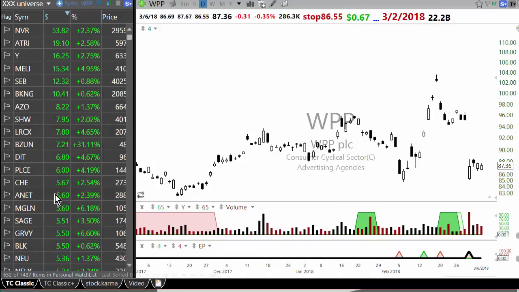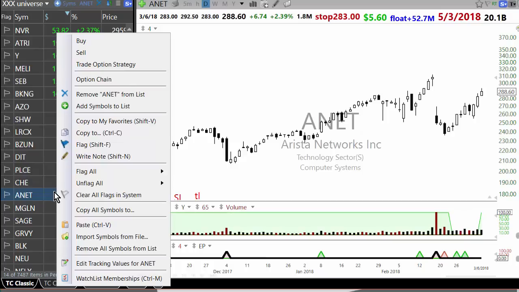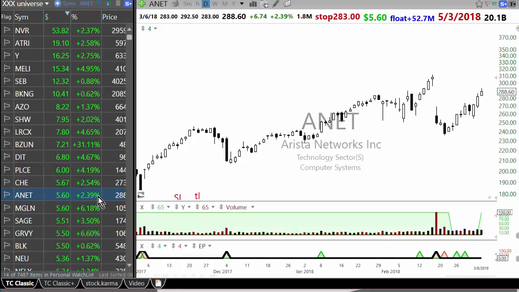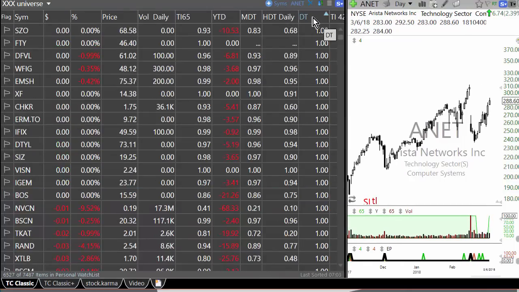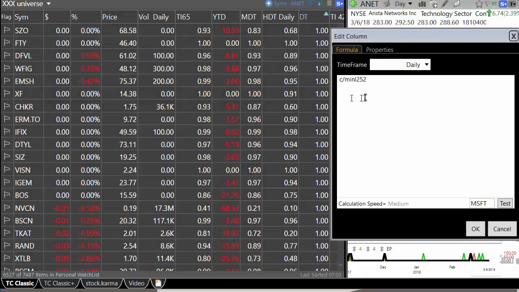Okay, now this particular watch list, once you clear all the flags, you sort it by anything which has got 2 days data. So what I'm going to do is sort it by DT, and somebody will ask me what is DT. So let's look at what is DT. DT is basically C by mean low 252.